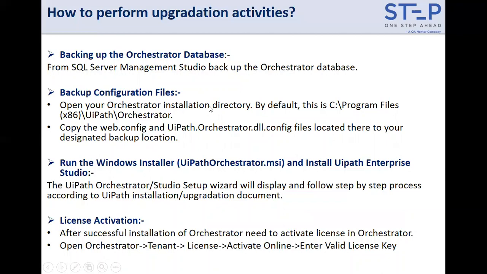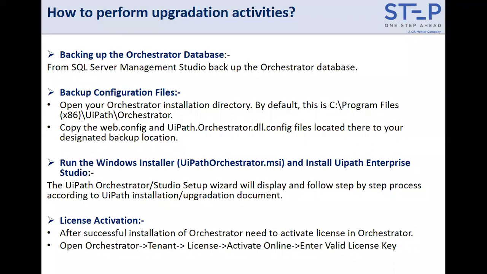Now going to the next slide, what are the activities that we performed while upgrading the Orchestrator server and the UiPath Studio? The first step is backing up the Orchestrator database. It is very important to take the backup of the Orchestrator database, because as we are upgrading from 2018 to 2020, some data may get lost. So because of that, we need to take a proper backup.